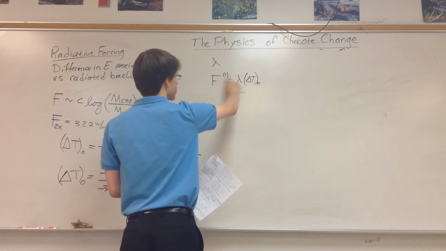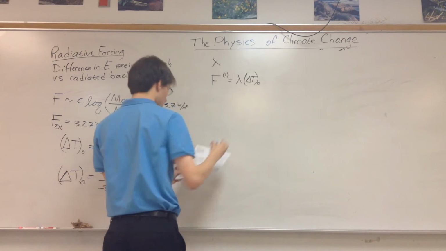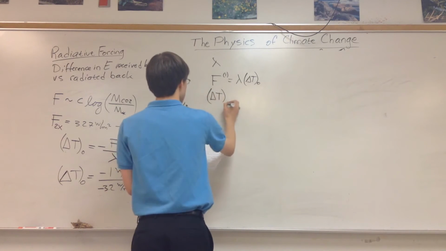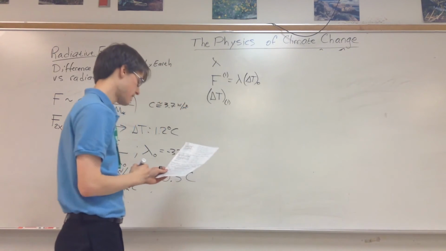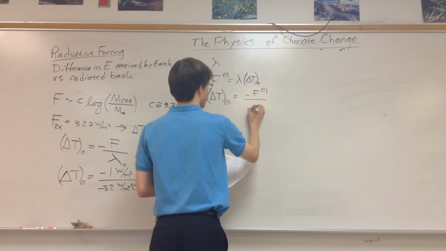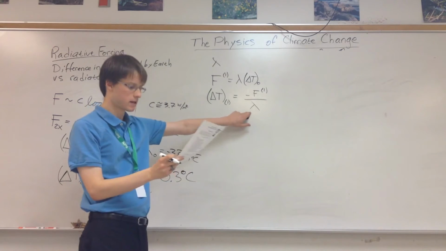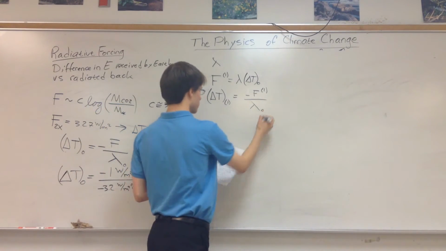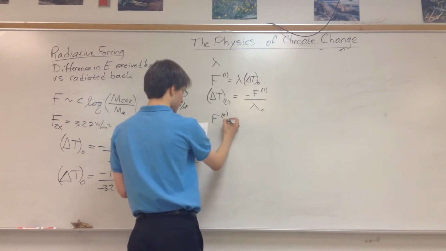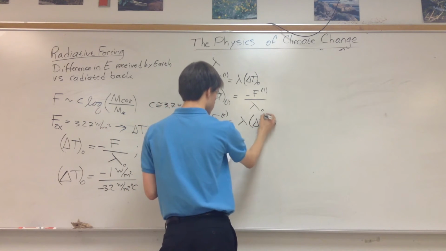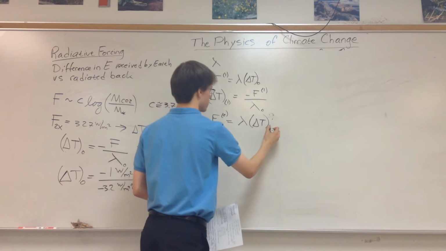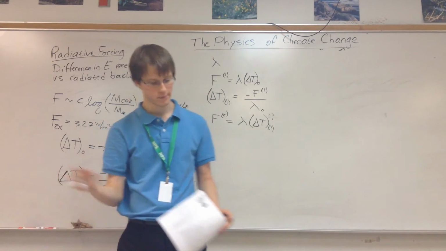If you increase forcing, you increase temperature, which increases forcing. So we're going to call that additional temperature delta T1, our first feedback. And this is equal to negative F1 divided by lambda naught. Good. And this gives rise to F2, which is equal to lambda times the change in temperature from 1, and so on and so forth.